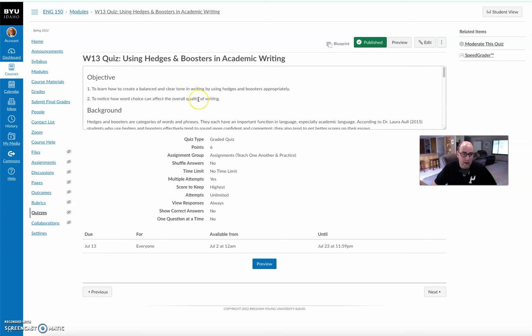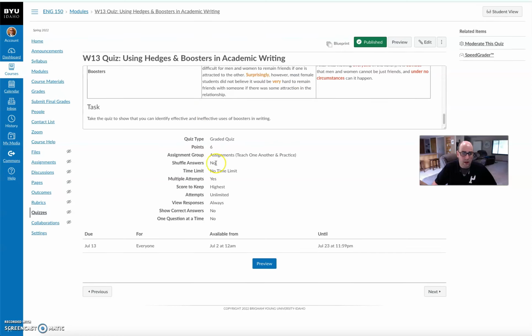This page has some information, has some examples, and then you're going to take the quiz. You can take the quiz as many times as you want. It's 6 points. It's going to keep the highest score. This is due on Wednesday.